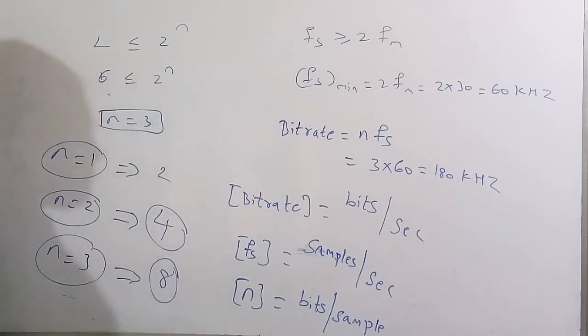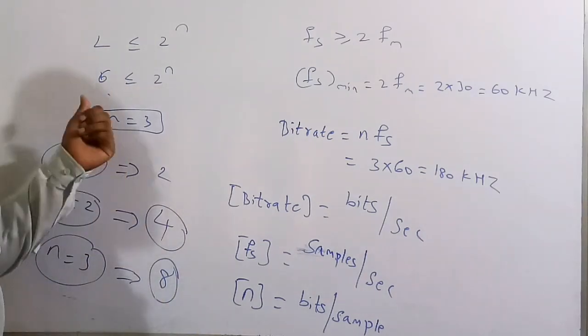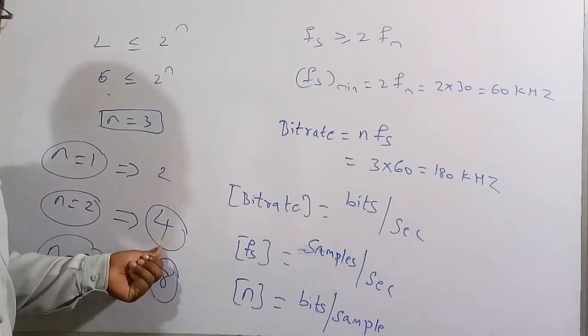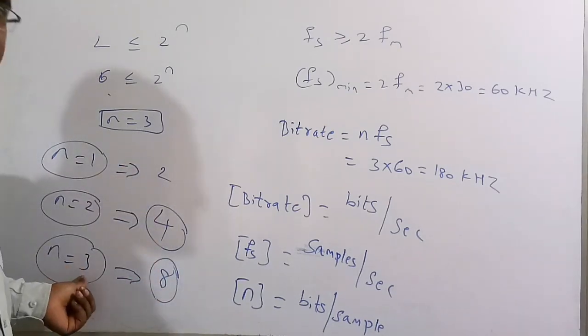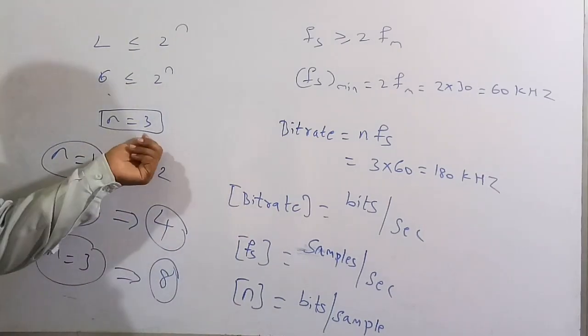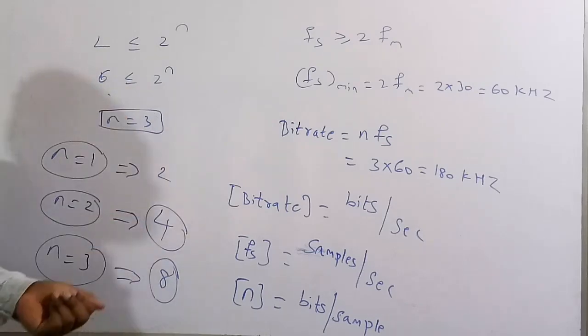So therefore minimum 8 levels are required. So minimum 6 levels are represented. So therefore 6 levels are going to lie between the 4 levels and 8 levels. So therefore minimum 3 bits are necessary in order to represent the 6 levels.